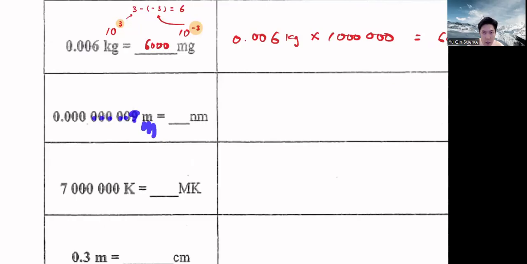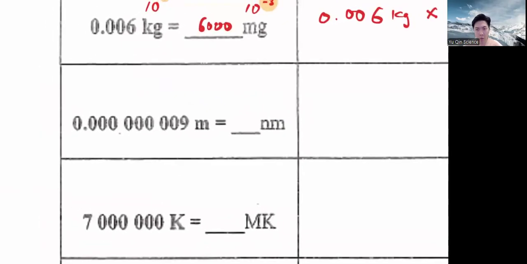0.000000009 meter. You need to change to nm, N for nanometer. Okay, I don't care lah. I don't know what nanometer. I just write the prefix. I just write down the standard form, the power. So here, meter got power. Meter itself is just an SI unit. There's no prefix in front, right? So no prefix, I will just write 10 power 0. Nano is 10 power of negative 9.